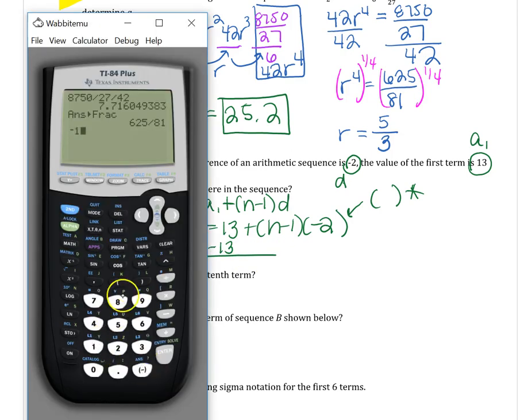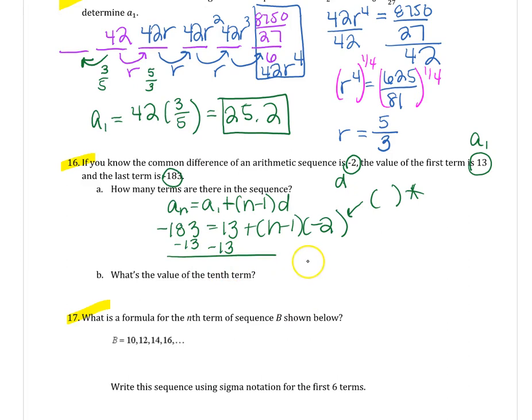Okay, so I got -183, subtract 13. Okay, then I'm going to divide by -2. So I have 98 equals n minus 1. So that means n must be 99. So this must be the 99th term in the sequence.